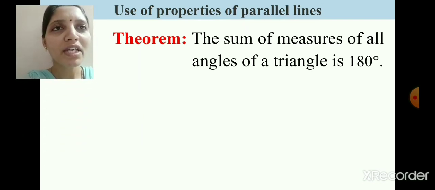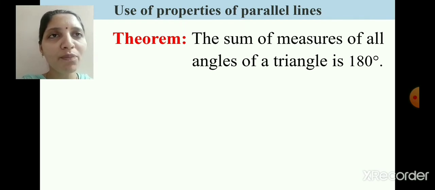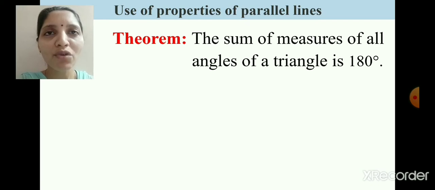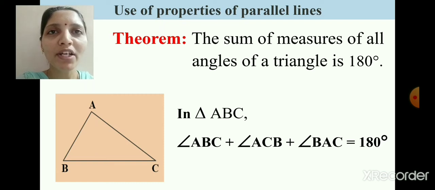Now what does this theorem say? The sum of measures of all angles of a triangle is 180 degrees. We all know that the sum of measures of all angles of a triangle is 180 degrees. And this theorem we have already proved with the help of properties of parallel lines. Now we are going to see only the statement. So you have to remember this statement. This is the figure for this theorem. And what is the explanation we can write here? In triangle ABC, what you have to prove is angle ABC plus angle ACB plus angle BAC is equal to 180 degrees.